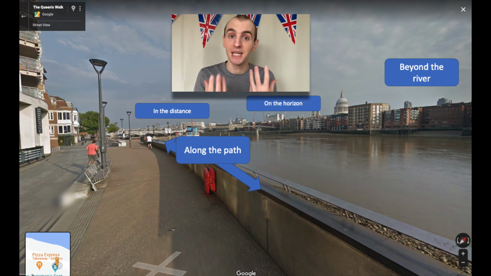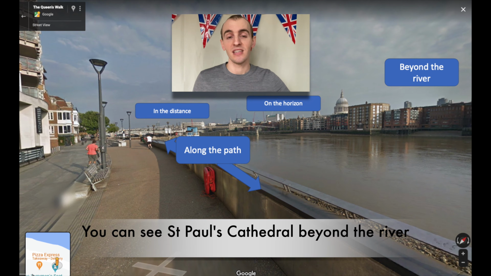And finally, beyond. Beyond means over the other side of something. So in this picture, we could say beyond the river, kind of like behind the river, you can see St. Paul's Cathedral. I think that's what it is. It's a very famous church, cathedral in London. So you can see St. Paul's Cathedral beyond the river. So if you're ever giving a tour of your city, these are some expressions you could use.